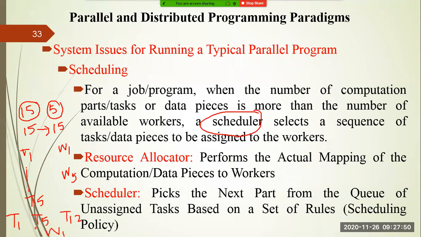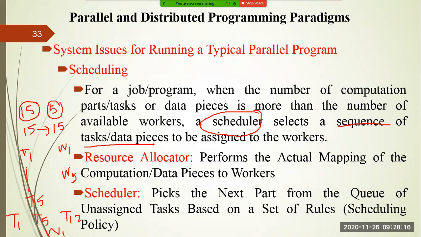So in a proper order, you are going to assign these tasks to the worker. One order may be T1, T5, T12. Another order may be T5, T1, T12. Another order may be T12, T5, T1. That is called the sequence of tasks or data pieces that you are going to assign to the worker. That is very much important.